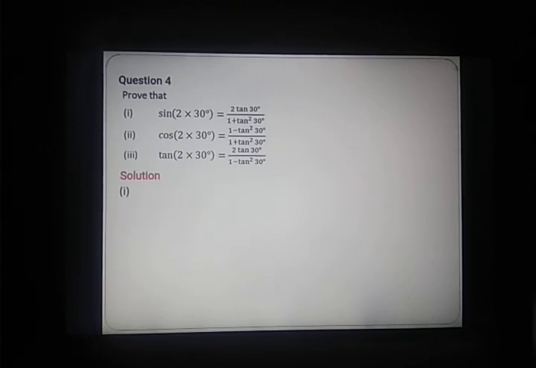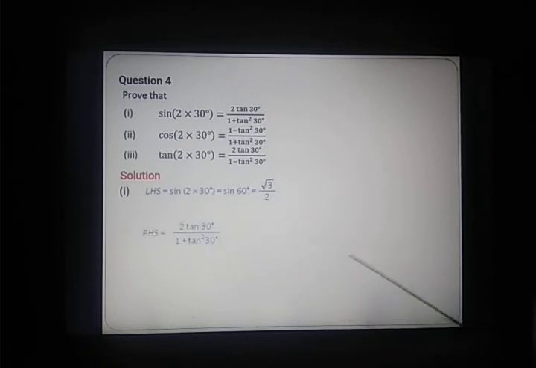Okay, now in the fourth question we are asked to prove these. Okay, so I'm going to just take one question, that is the first question, and the rest of the questions you will try by yourself. Okay, so the first one is saying left hand side is sine 2 into 30 degree. So 2 into 30 degree is how much? 60 degree, and we know that sine 60 is root 3 by 2. So this is the value of our left hand side.